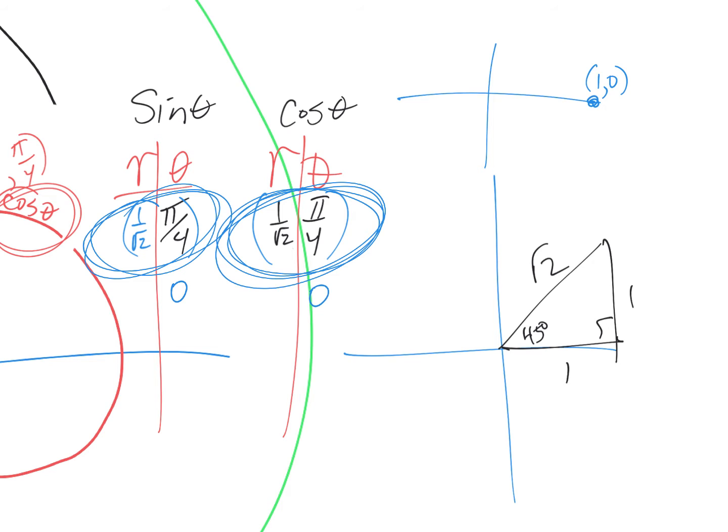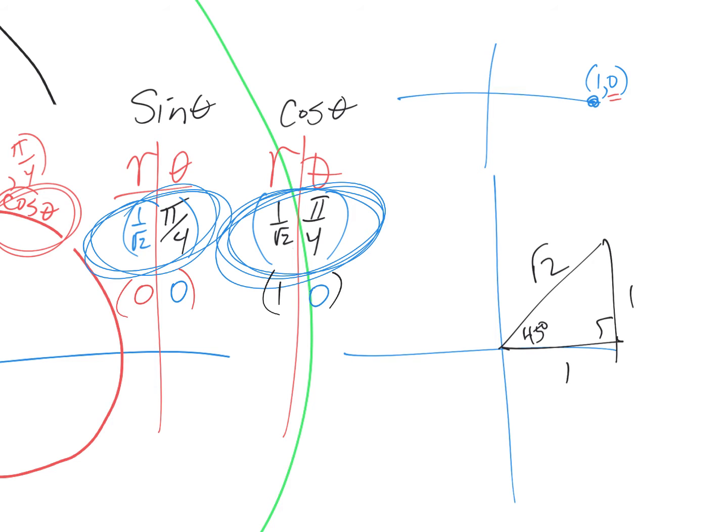Sine of 0 is the y, which is 0. Good. 0, 0. Sweet. Wait a minute. This one's not 0, 0? Nope. What's the cosine of 0? It's 1. 1, 0. You lied to us, Mr. Server. They don't touch at 0, 0.